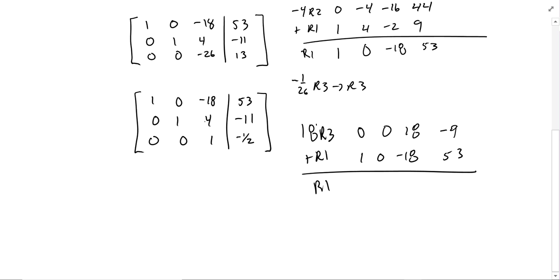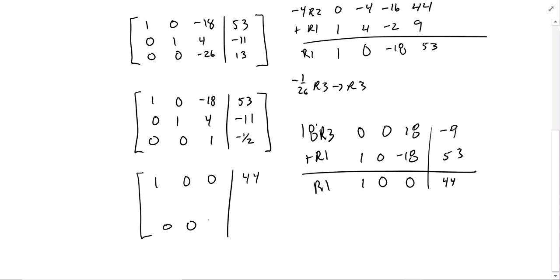And you can kind of see why I really like to have these zeros over here, because it's not changing that first column. 0 plus 1 stays 1. It doesn't change the columns that I've already fixed. That 1 in the upper left-hand corner is going to stay a 1. 0 plus 0 is 0, so that's going to stay 0. 18 and a negative 18 is 0. And 53 and a negative 9 is a positive 44. All right, so that first row is 1, 0, 0, 44.